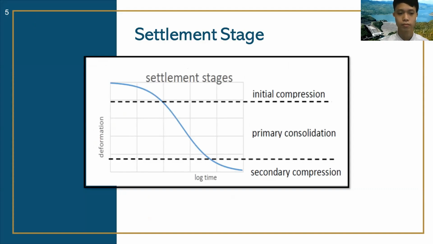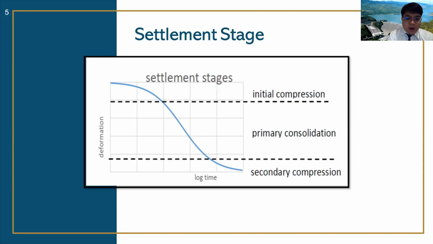This figure shows the common settlement stages of soil, which describes the relationship between deformation and time on a log scale, consisting of stages. In our project, we consider the secondary compression stage, which shows the creep deformation. Creep is defined as time-dependent deformation under constant effective stress.